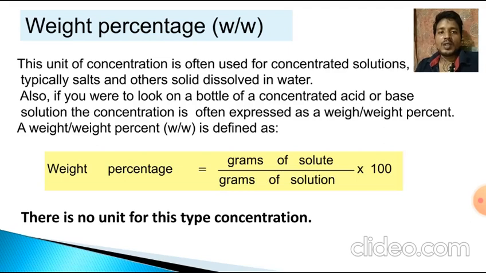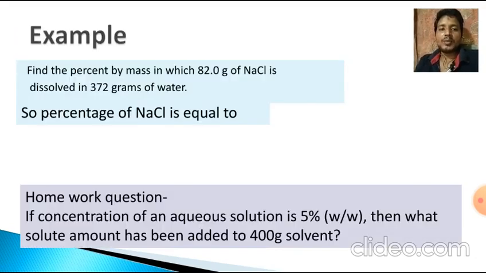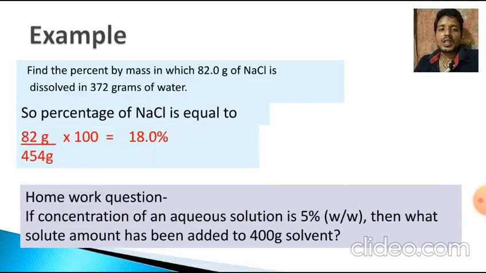Here is an example. Find the percent by mass in which 82 gram of NaCl is dissolved in 372 gram of water. So percent of NaCl is equal to 82 by 454 into 100, equal to 18%. Here 454 is the amount of solution, that is the summation of NaCl and water. As home task, the concentration of an aqueous solution is 5%. Then you have to find out the amount of solute that has to be added to 400 gram of solvent so that the concentration is 5%.